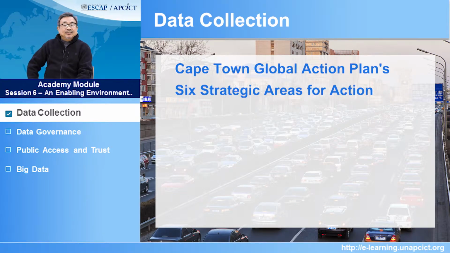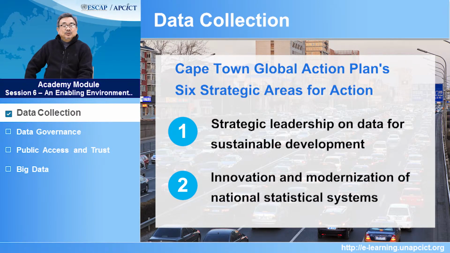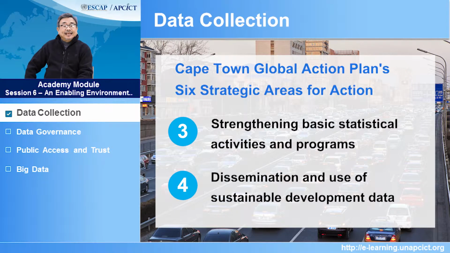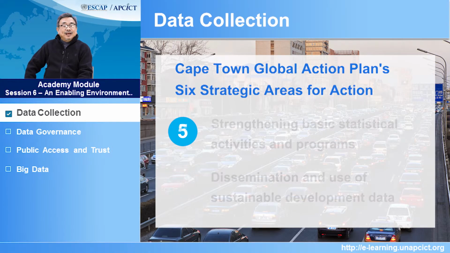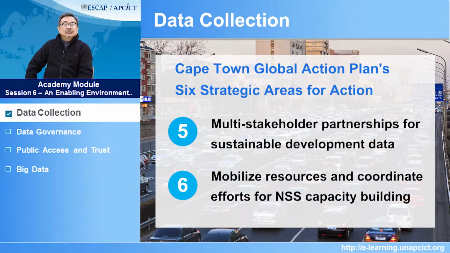There are 6 strategic areas for action in the Cape Town Global Action Plan. The first is to coordinate and provide strategic leadership on data for sustainable development. The second, innovation and modernization of national statistical systems. The third is strengthening basic statistical activities and programs. The fourth is dissemination and use of sustainable development data. Number 5 is multi-stakeholder partnerships for sustainable development data. And number 6, mobilize resources and coordinate efforts for national statistical systems capacity building.